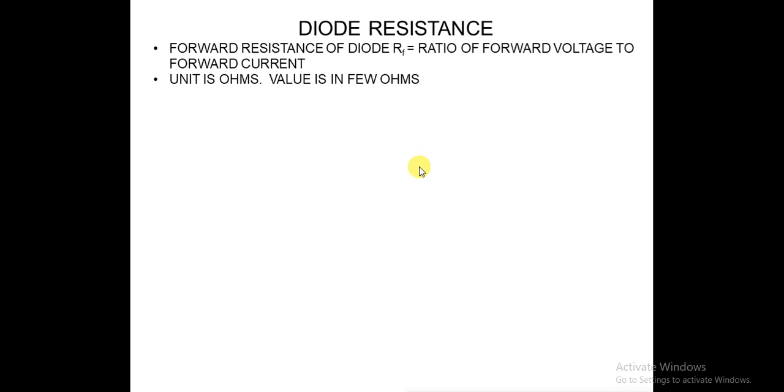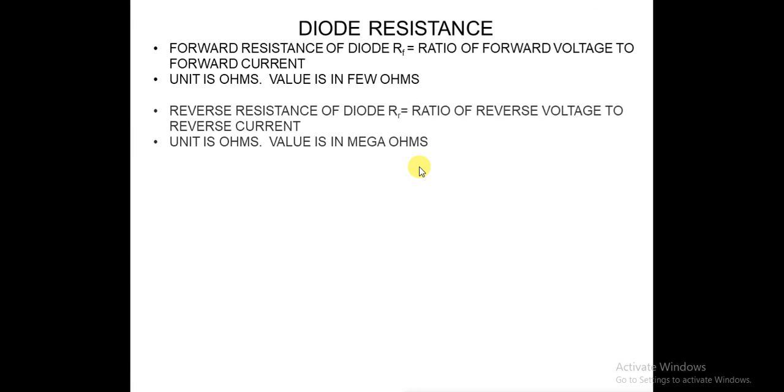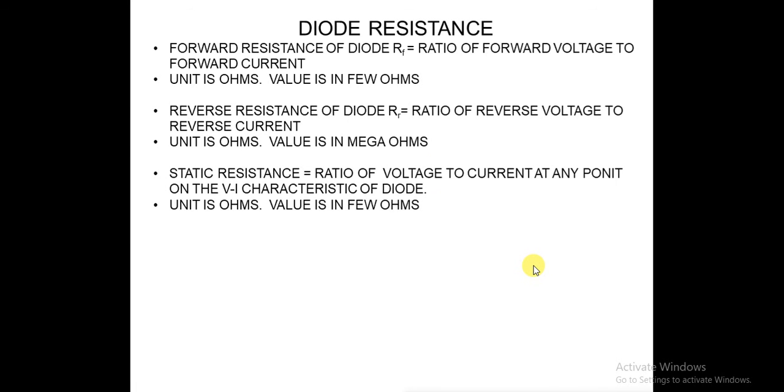Next point is reverse resistance of the diode. It is denoted by R subscript R. It is the ratio of reverse voltage to the reverse current. Again, it is resistance, so the unit is ohms, but the value of this reverse resistance is in megaohms. Then we have static resistance. Static means fixed resistance.